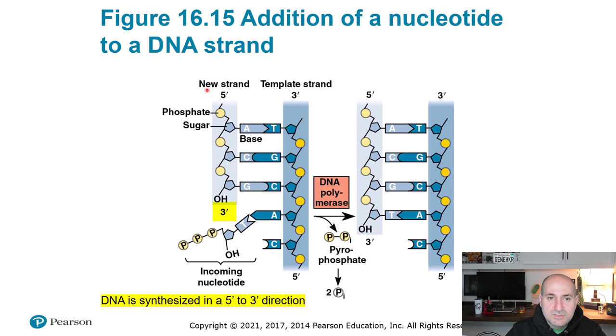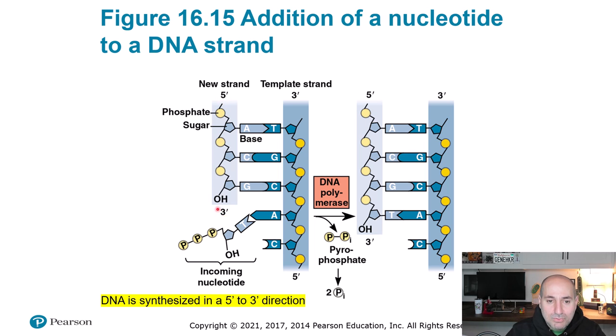The daughter strand, the new strand, is synthesized from 5 prime towards what? Towards 3 prime. And that's why I wrote down here, you see what's highlighted at the bottom left? DNA is synthesized in a 5' to 3' direction. But remember, that's with respect to the daughter strand. The daughter strand itself is being built 5 to 3. We're not talking about the template. On the template, you're going 3 to 5, okay? Remember, that's because the two are anti-parallel to one another. So don't get confused. You are building the daughter strand of DNA from 5' to 3'.